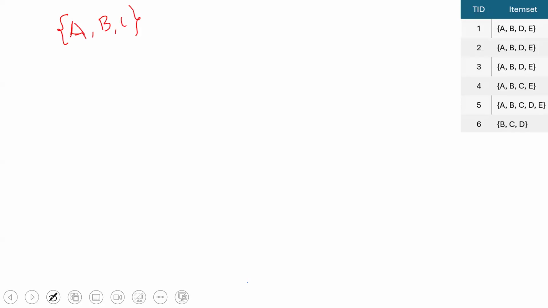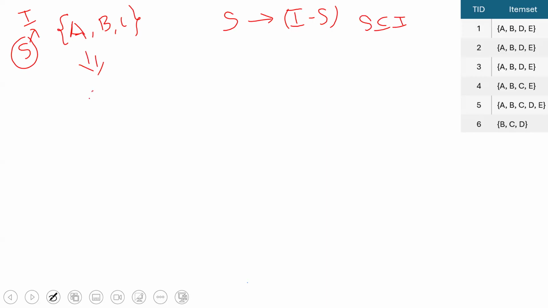Now, to derive the association rule, the association rule actually looks like S tends to I minus S, where I is the whole item set and S is a subset of the item set. To derive the association rules out of this, I'll take A as my S. So this becomes A to BC. I minus S means out of this I, ABC, you have to subtract S, which is A.